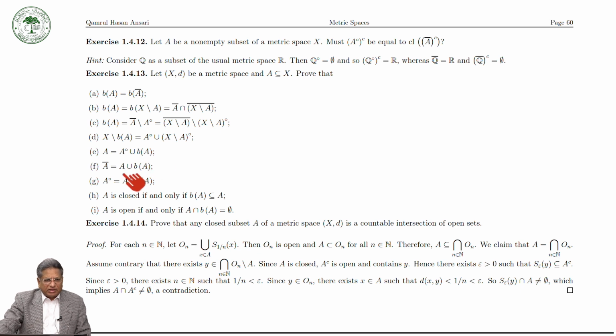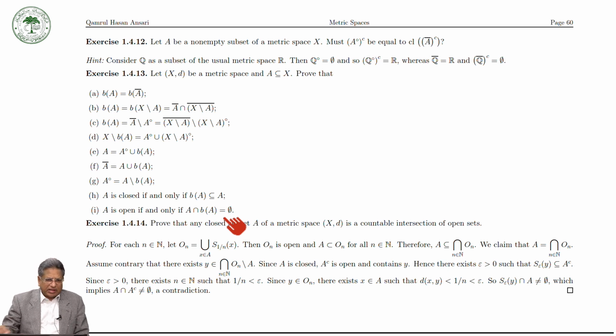So this we have seen. Similarly, the closure of A is equal to A union the boundary of A. The interior of A is equal to A, and you remove the boundary of A, that is your interior of A. So this you get from here and here. A is closed if and only if the boundary of A is a subset of A. A is open if and only if the boundary of A and A have no point in the intersection.